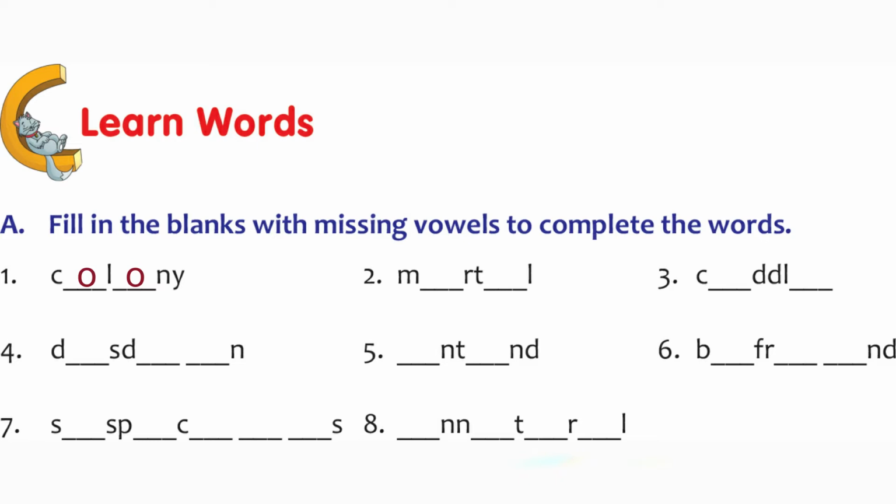C-O-L-O-N-Y. The second word, M-O-R-T-A-L. So that is the word, it is mortal. The third one, cuddle, is C-U-D-D-L-E. So in this way, children, you did a good job. Now you go ahead and fill in all those missing letters in the rest of the words.